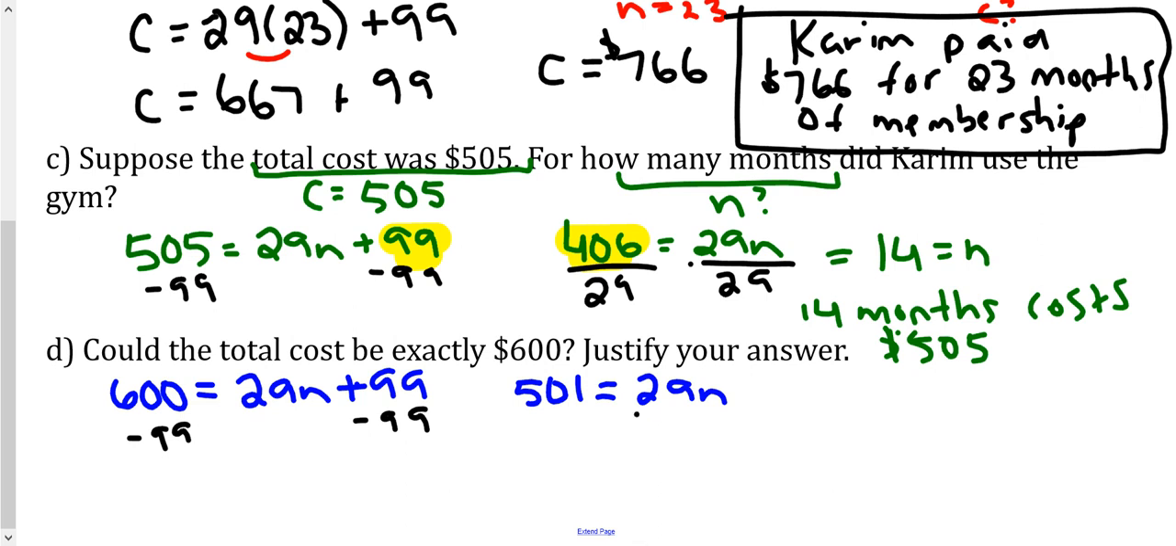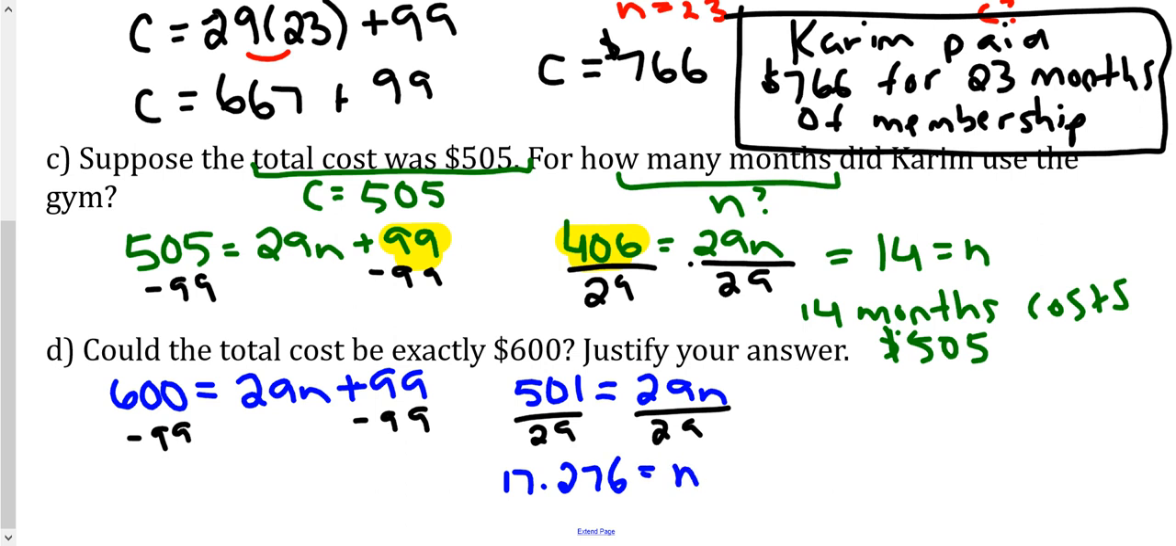If I break it up into those $29 a month fees, I'm talking about how many months I've paid that for. Right? 29 times what? 29 times the number of months gave me that 501. And when I do that math, 501 divided by 29, it tells me I get 17.276, we'll round that, is n.